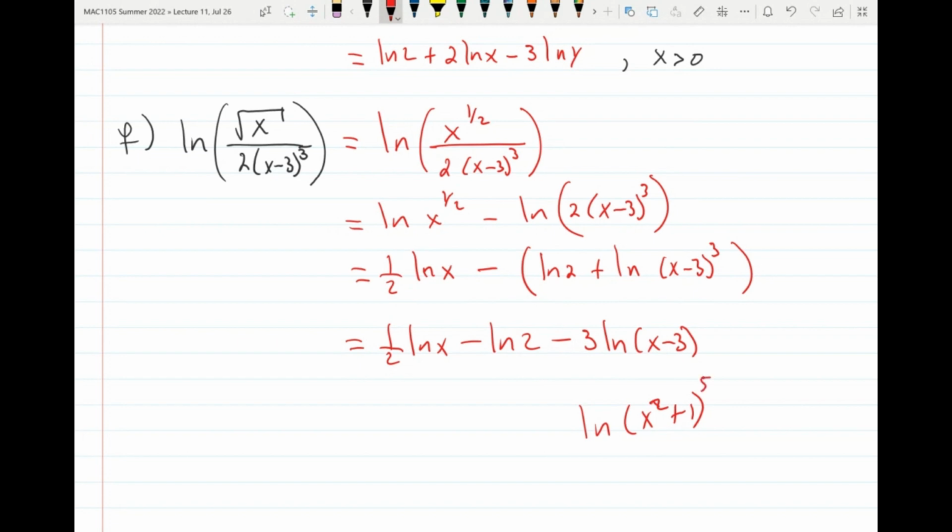If you had a 5 here, for example, then yes, okay, that 5 can come down. But not the square. The ln doesn't have access to that x squared. Okay? Because there is a plus 1, so be careful. All right. Questions?